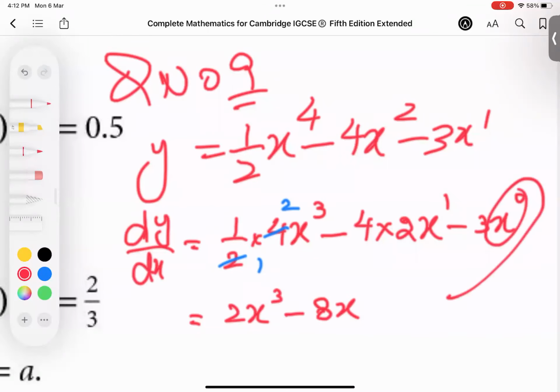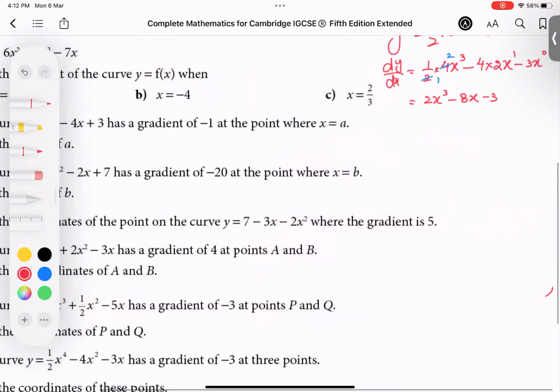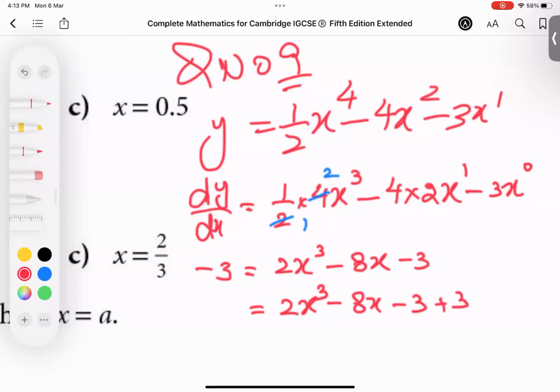And what about this? Something to the power 0 is 1. Basically, you know this property. So I'm writing 1 here, so 1 times 3. But in the question, the gradient is given as minus 3, so I'm going to place it here. The logic I discussed last class: the gradient and the derivative are the same. Now I will bring this minus 3 to the other side. It will turn into this form: 2x cubed minus 8x, minus 3 plus 3 equals 0.